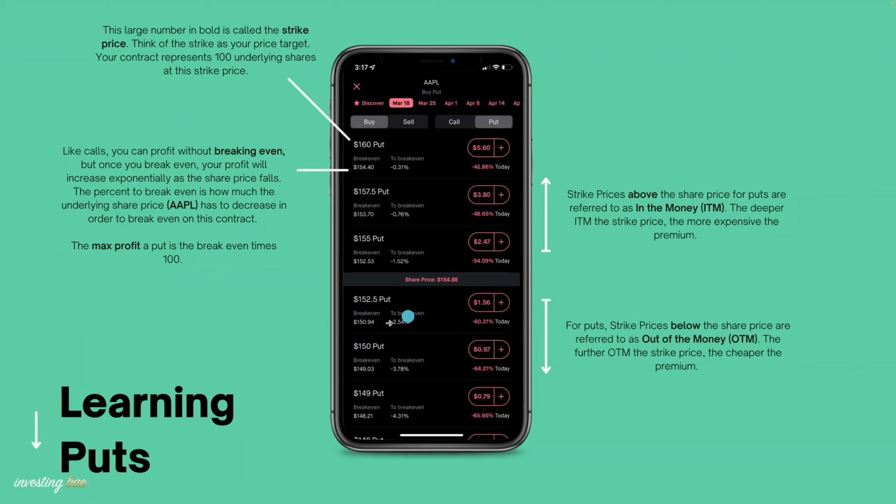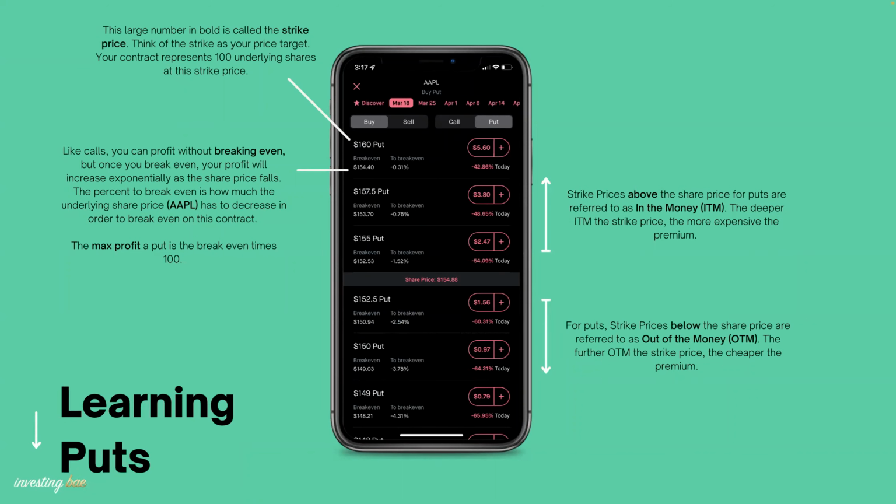So this is going to be your out of the money, right? It's just like calls, but it's flipped on its head. Over here, these are your in the money. So the further up you go, the deeper in the money, and the more expensive the premium, right? Just like the calls, we're just flipping the chain on its head.